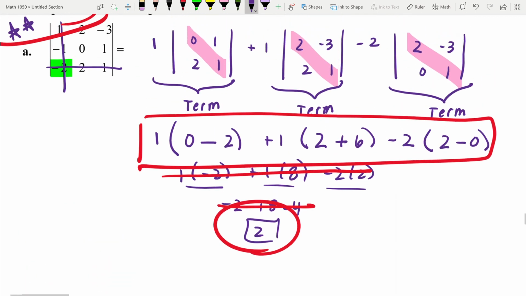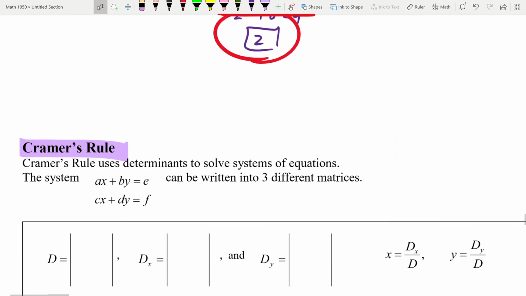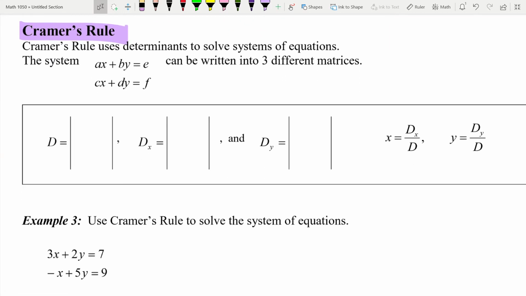The chance of that guy right there, really high. I've seen that almost every time I see finals, okay? Okay, so let's go through Cramer's rule.